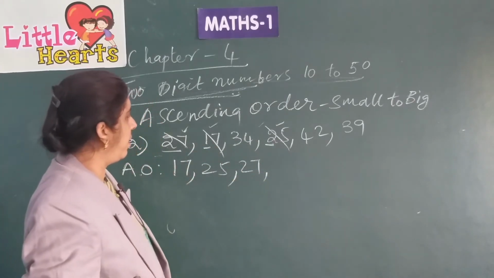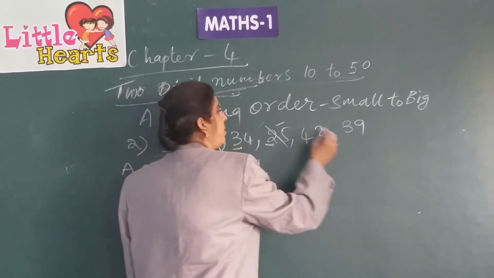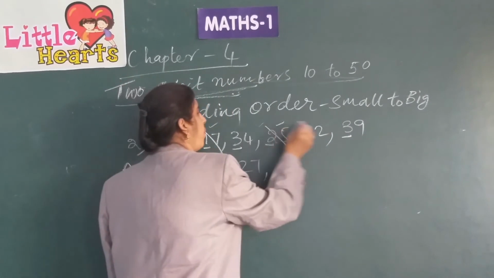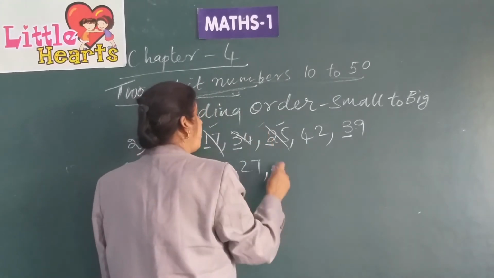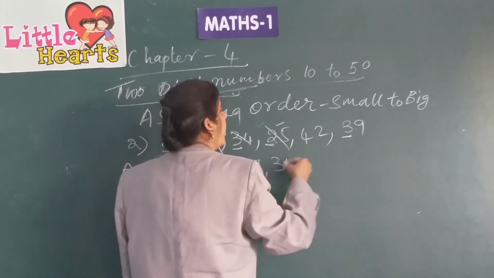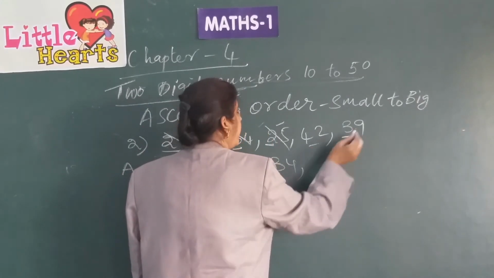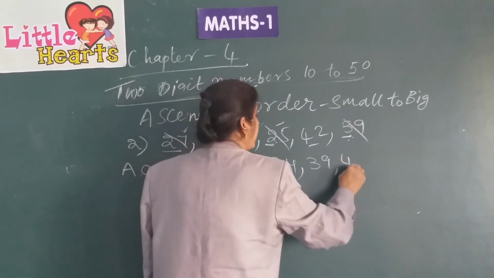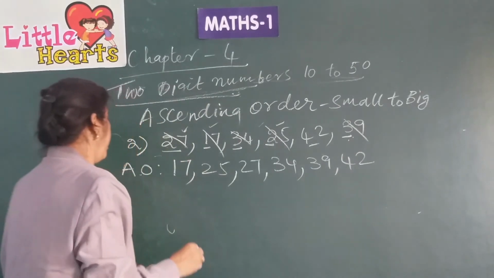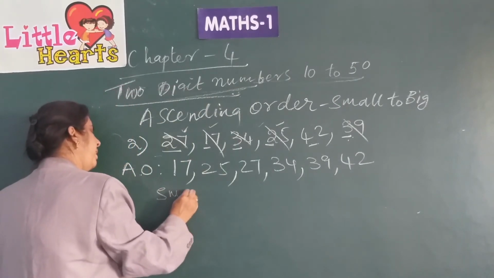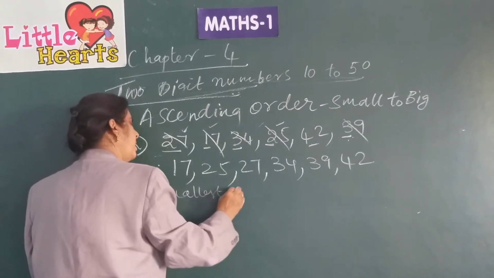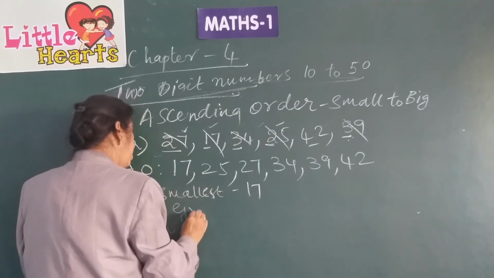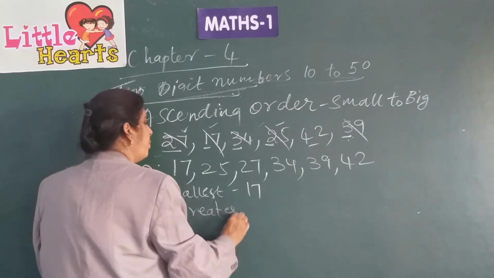And there are two numbers with 3 in the tens place. Check with the ones place now, 4 and 9. This comes first, next comes 34. And among these two, this comes first, 3 in the tens place. Next, finally, this is the biggest one. So in this set, smallest is 17, greatest is 42.